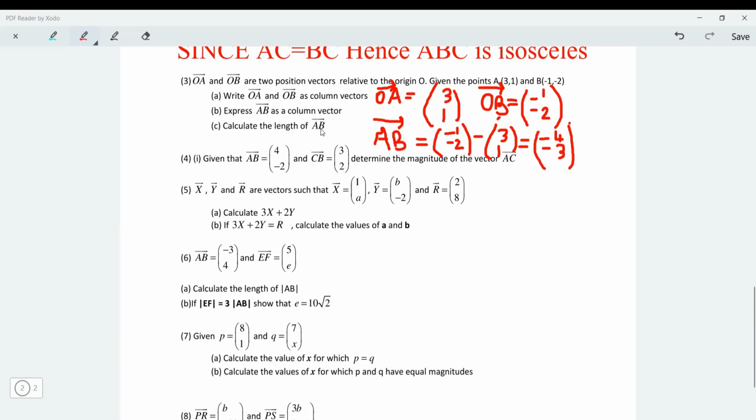Now you want the magnitude of AB. To find the magnitude of AB, remember, this is how we write magnitude, this symbol with a slash right here. The magnitude of AB is equal to the square root of negative 4 squared plus negative 3 squared. So when you work that out, what we end up getting is 5. That's the length of vector AB, 5.